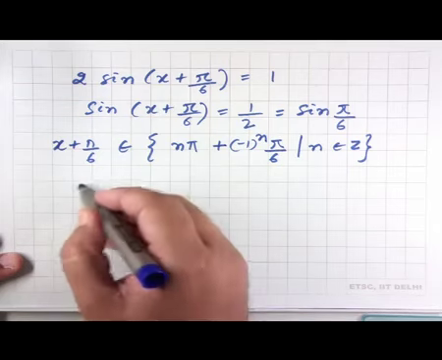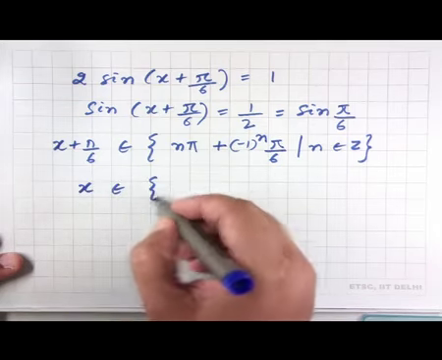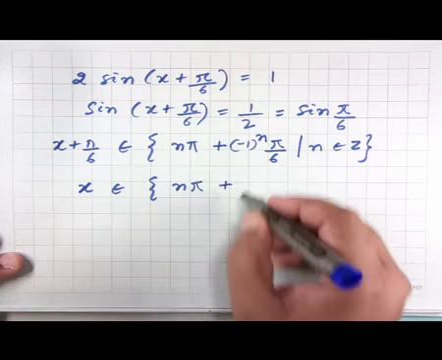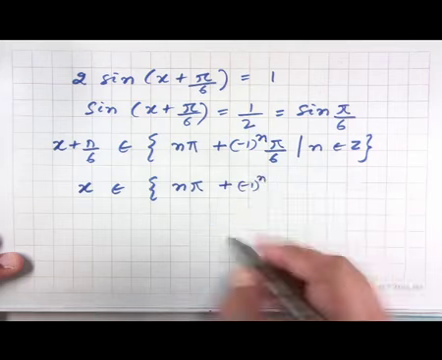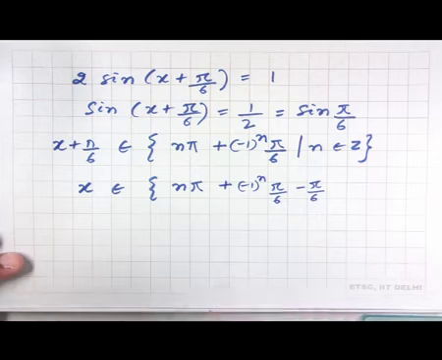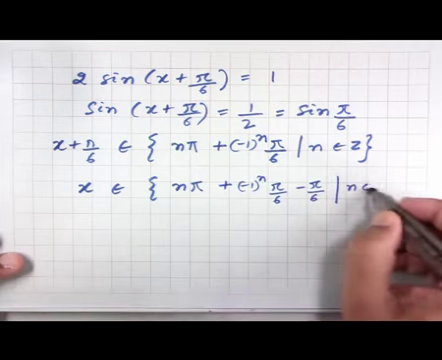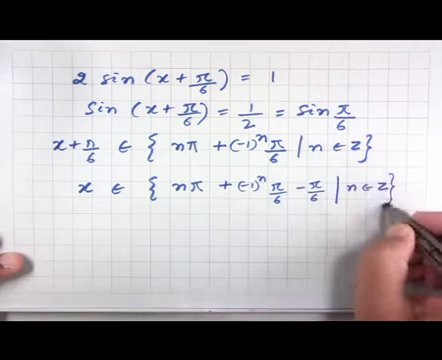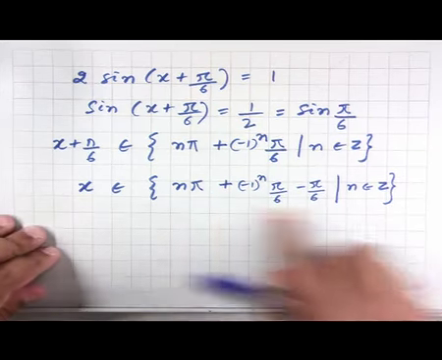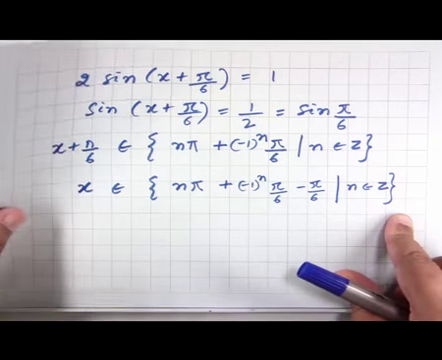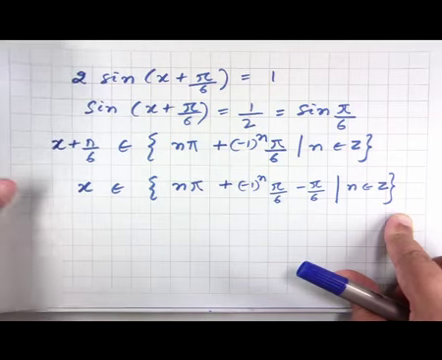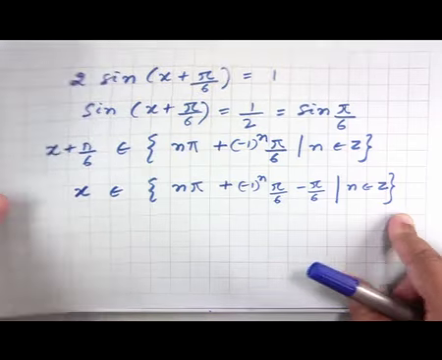and which is the same as saying that x belongs to the set n pi plus minus 1 to the power of n pi by 6 minus pi over 6, and n belonging to integers. So, this is the general solution set for the equation cosecant of x equals cotangent of x plus square root of 3.